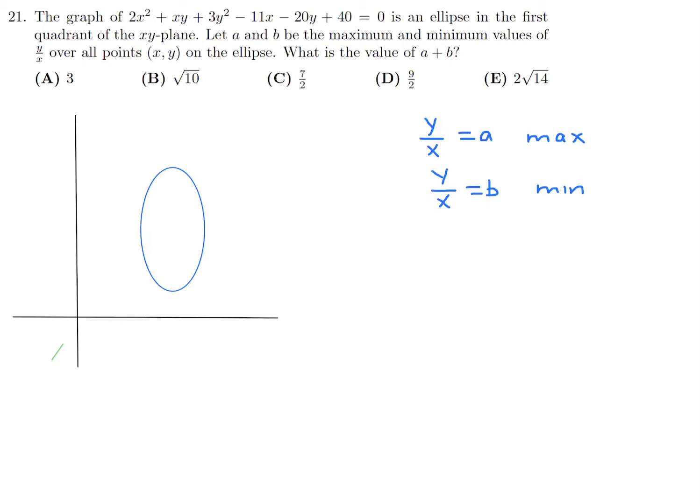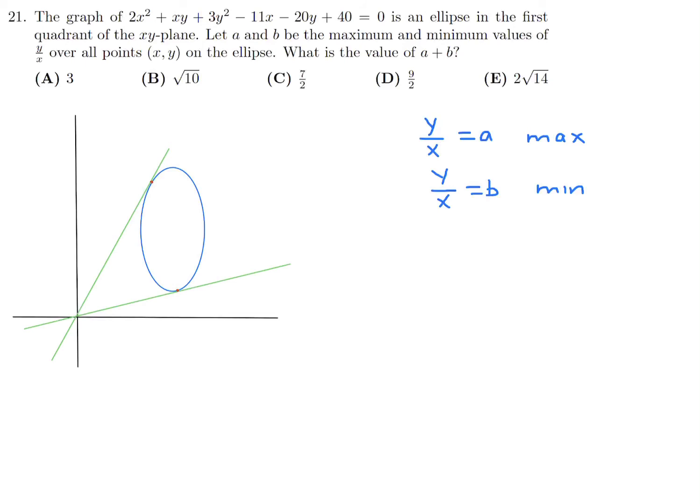Well, this is what it means. You take a line, and that line is going through the origin, like that. And it's going to be tangent to the ellipse at one point. It's only going to touch the ellipse at one point, so approximately there. And then in a very similar way, you're going to have another line that goes through the origin, and it also touches the ellipse at just one point, so approximately right here.